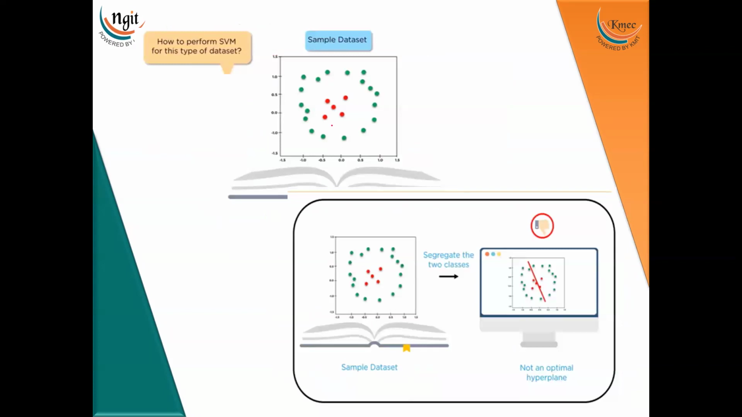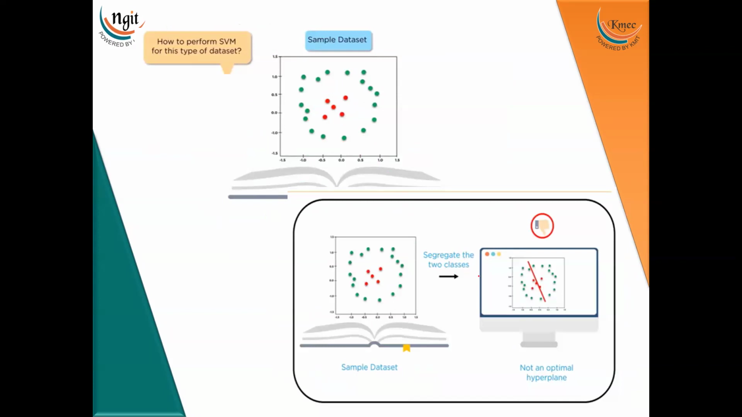Now, suppose there is a data set something like this. How do we perform SVM for this type of data set? When you have nonlinear data and you want to perform SVM on this data set, how is it going to work? See, this is a sample data set.